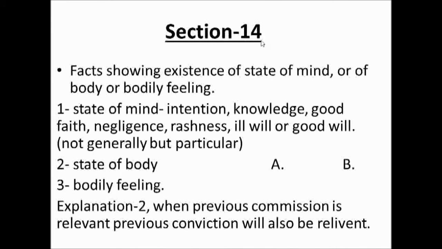So section 14 is very important. It basically starts with the facts showing the existence of state of mind, or state of body, or bodily feeling. In this section, state of mind includes intention, knowledge, good faith, negligence, rashness, ill will, and goodwill, and the evidence of these states of mind should not be given generally but should be given particularly, and this is what explanation 1 talks about. The second essential is the state of body, and the third is bodily feelings.